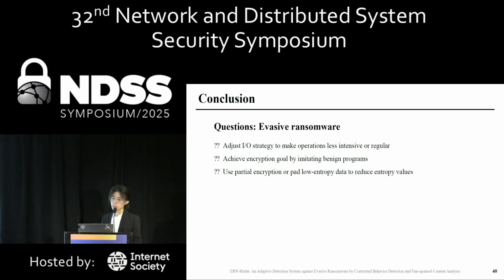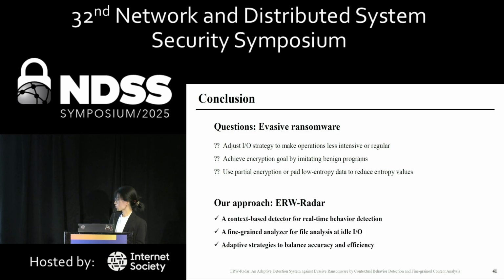Finally, we conclude on the design of ERW-Radar. In this paper, we focus on 3 mainstream evasive ransomware. To detect it, we propose ERW-Radar, an adaptive detection system which is equipped with a context-based detector, a fine-grained analyzer, and adaptive strategies. That's all.